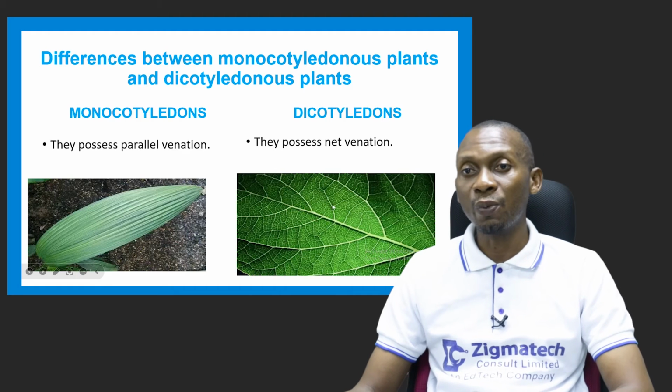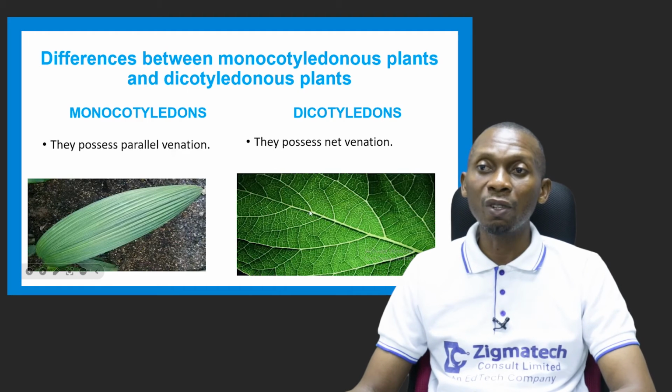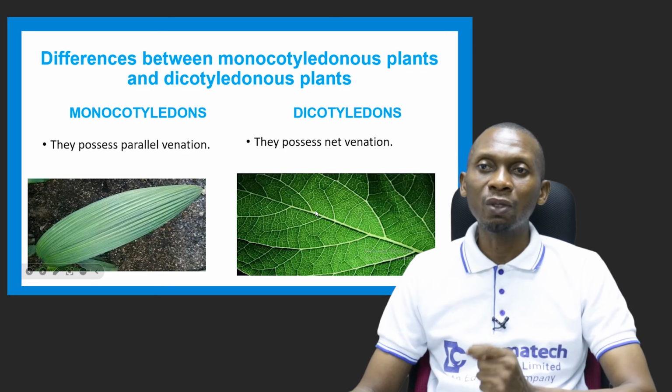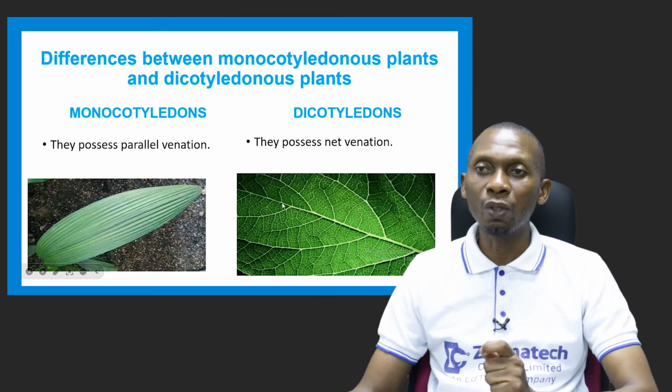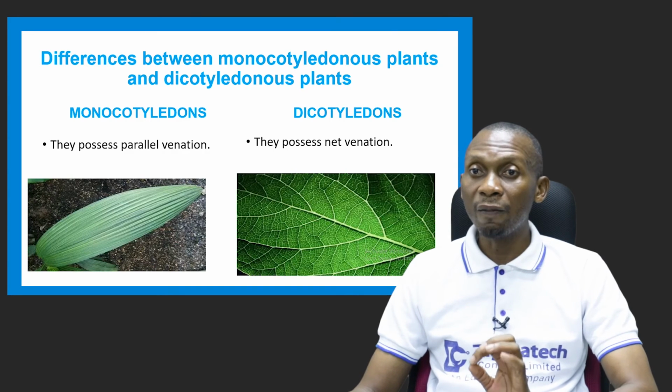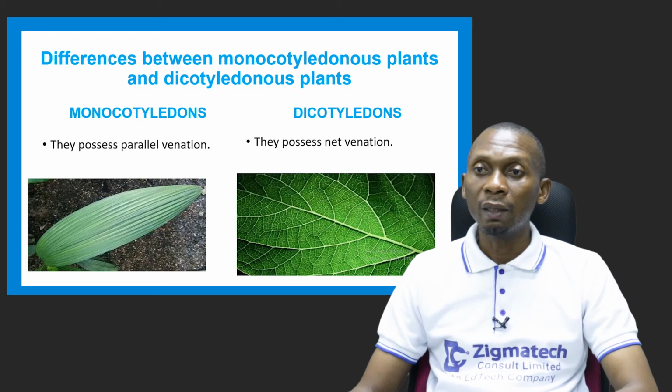So that's another difference. When you see a plant, take a look at the leaves. You can use that as another guide to classify that plant either as a monocot or a dicot. So you can use the seeds, the roots, and you can also use the leaves, the venation, the arrangement of the veins on the leaves. Okay.